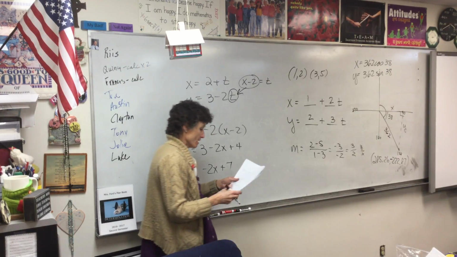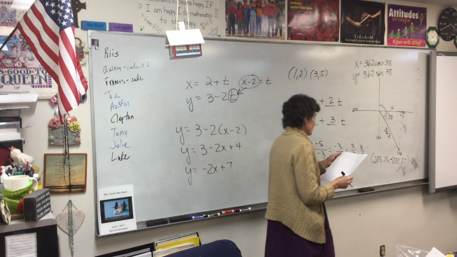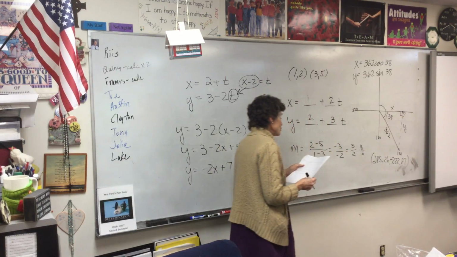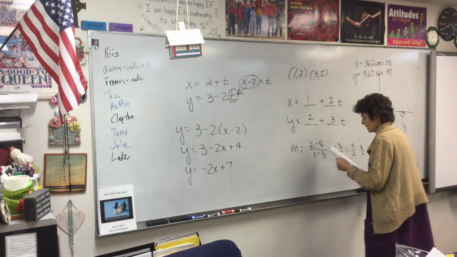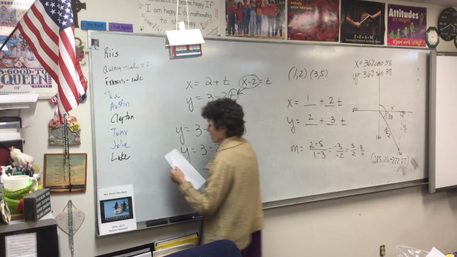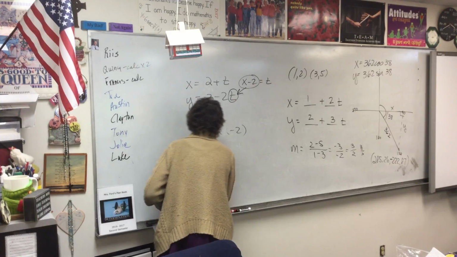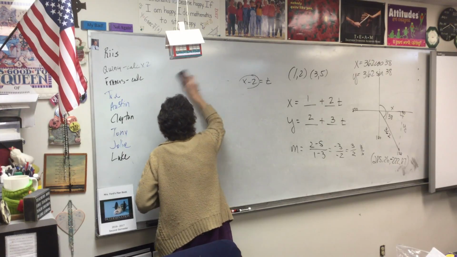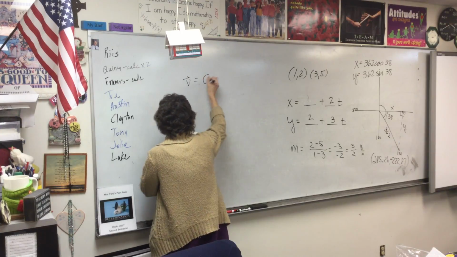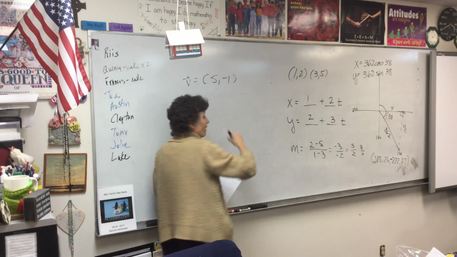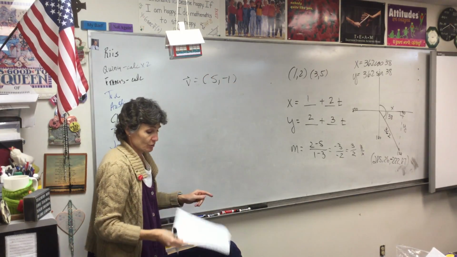Okay? All right, last page. Find a unit vector in the same direction as 5, -1. You did this on your quiz also. Most of you did a really good job with this problem, by the way. Good work. How do we find a unit vector?